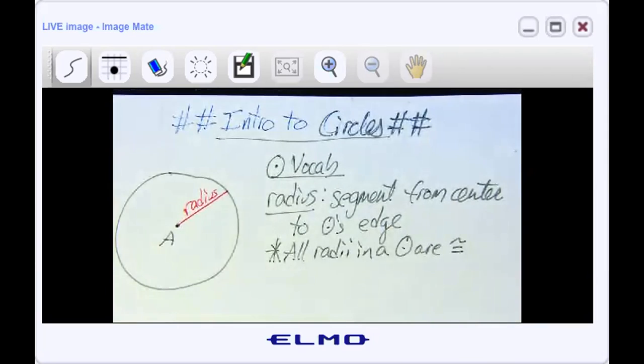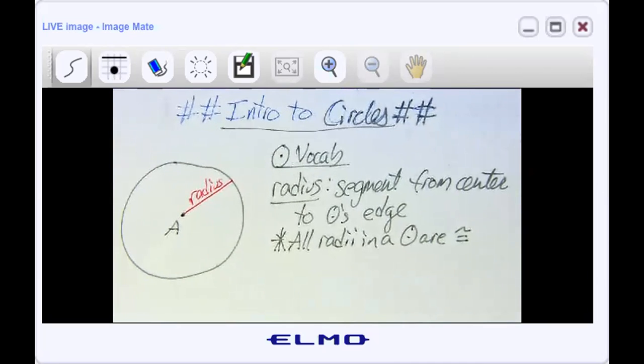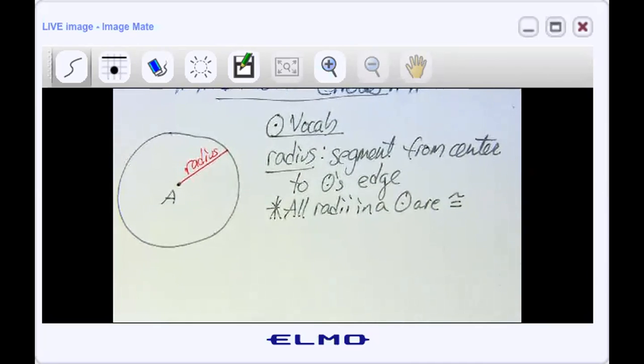So you can draw in as many as you want. And that's another cool thing. If one's not drawn, you're allowed to just come in and draw another one if you feel like it. You can do whatever you want, and they're all going to be the same measure, as long as you're in the same circle, of course. If you have a different circle, then they'd all be the same in that circle, but not every single circle has the same radius, of course.